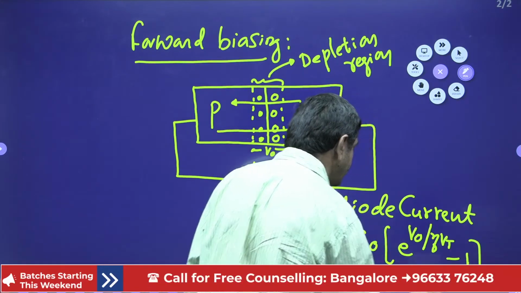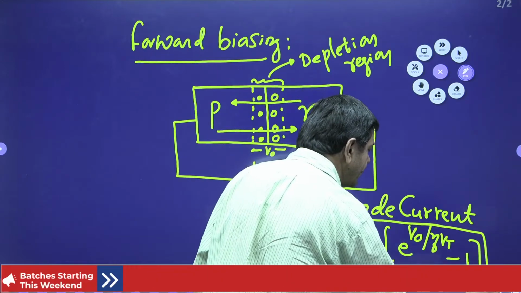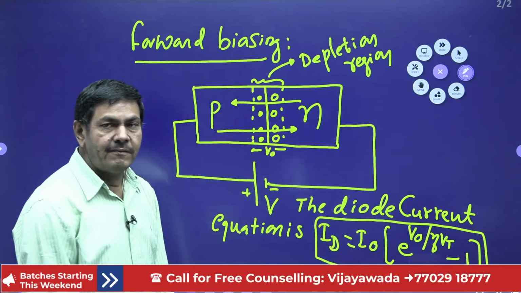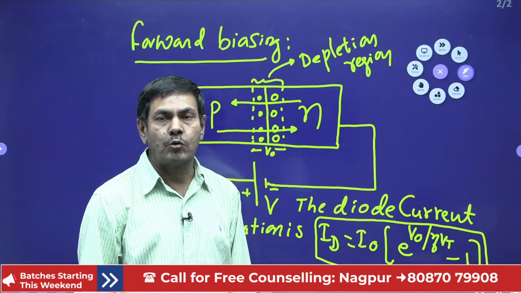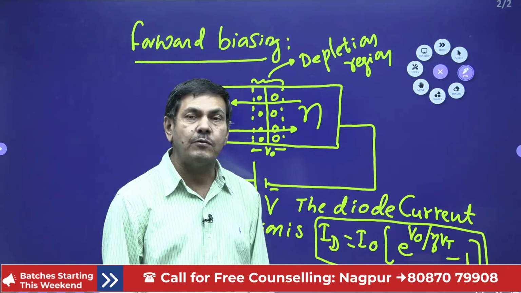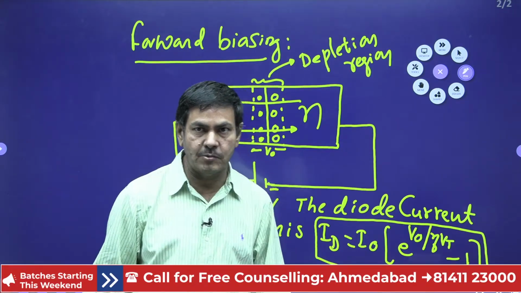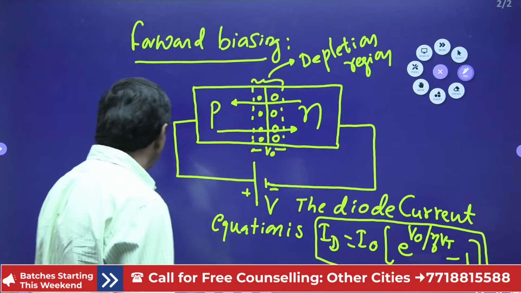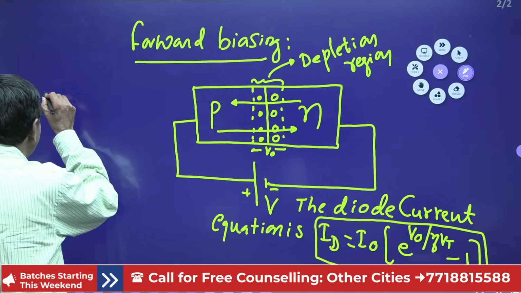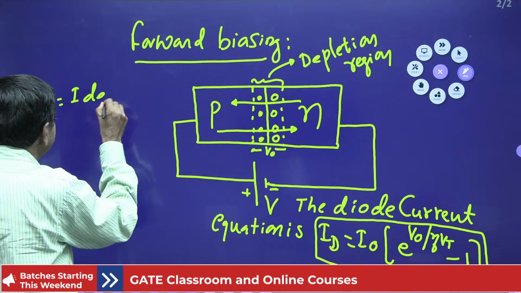This formula is generally applied to find the diode current when it is forward biased. Vt means the thermal equivalent of voltage. At room temperature, Vt equals 26 millivolts. In the last class, I did the problems using that value. Here, eta is called the ideality factor.